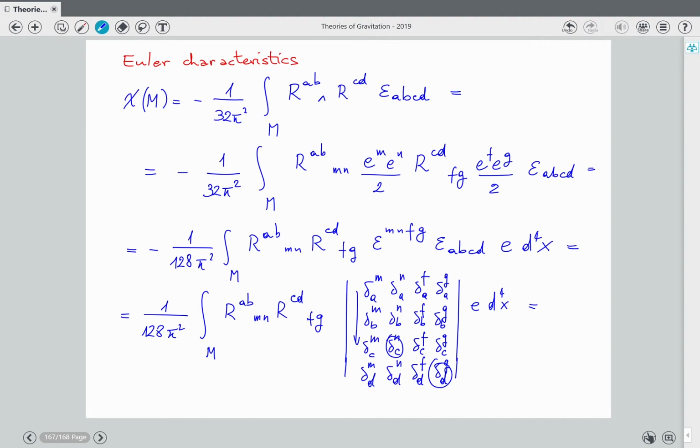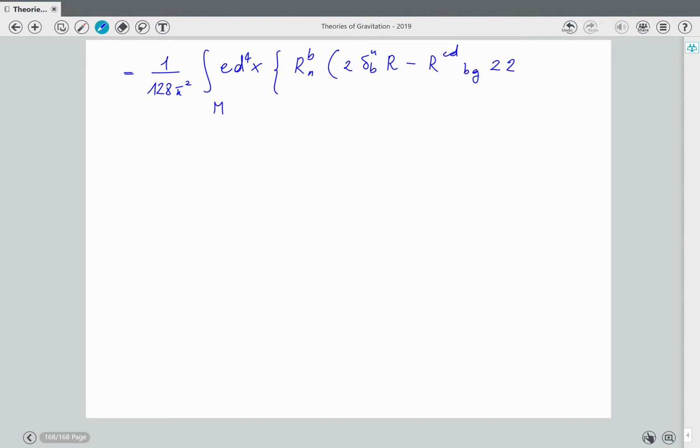But since there is anti-symmetry in C and D, this is another factor 2. So delta NC, delta GD. NC and GD. There. So this is the first contribution. And again, you have a Ricci tensor because we are contracting G, the second and the fourth index.